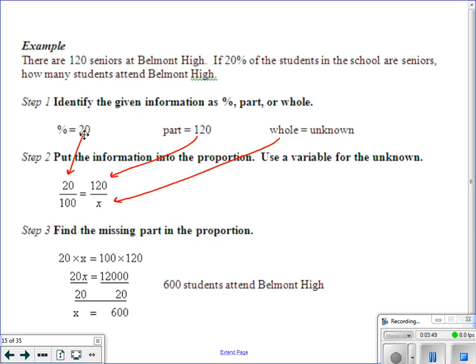So now once you have that set up, it's just like we did before. You do your cross multiplication and you divide. So 20 times x is 20x. 100 times 120 is 12,000. You divide by the 20 and you get that there's 600 students in the entire high school.